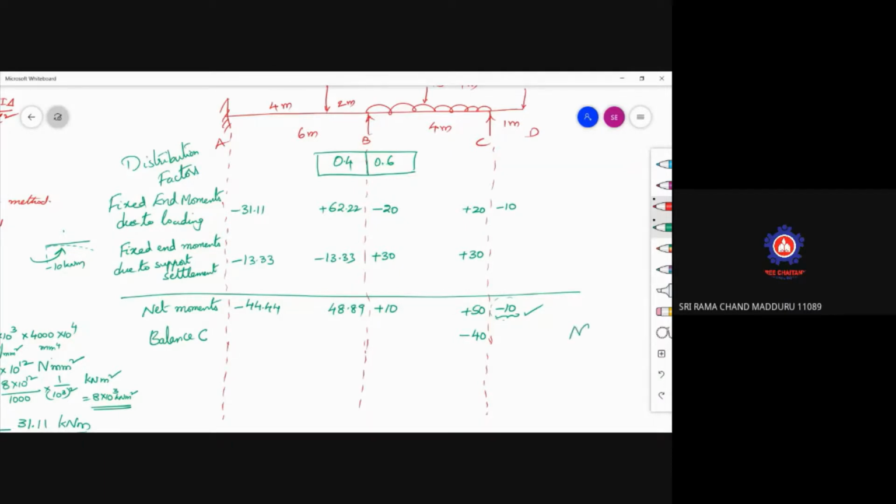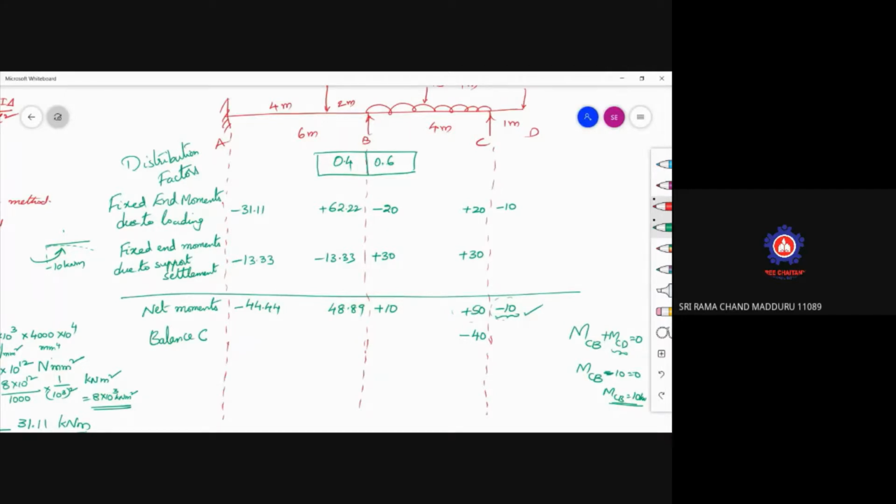That means here at C, the joint condition to be satisfied is MCB plus MCD is equal to 0. And what is the value of MCD? Minus 10. So MCB minus 10 is equal to 0. So MCB is equal to plus 10 kilonewton meter. To obtain plus 10, here already plus 50 is there. If I make minus 40, then obviously the final end moment will be plus 10 only.